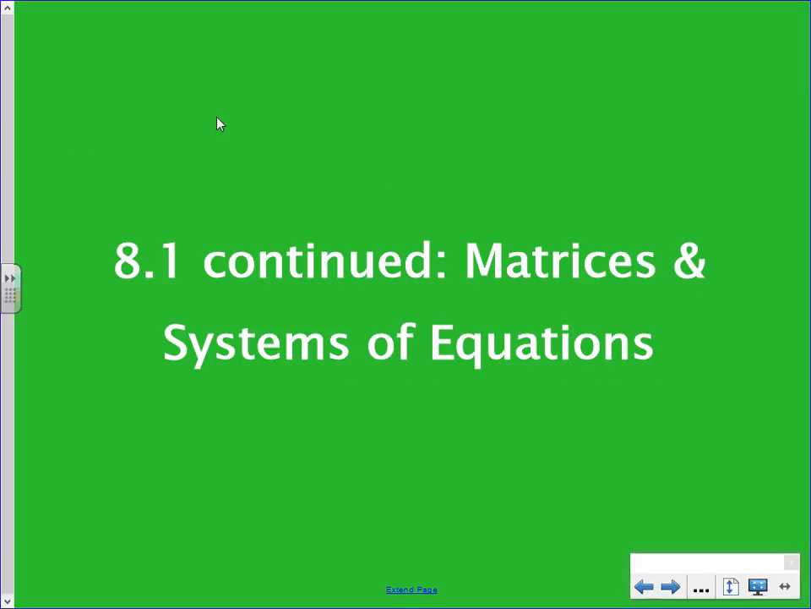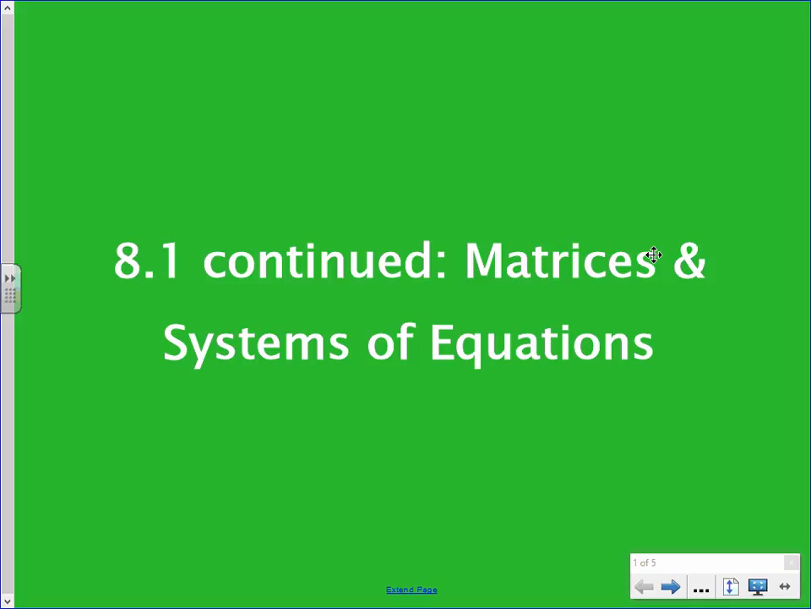...is to solve a system of equations using matrices. So yesterday we laid the groundwork. I told you what a matrix was. We learned about what an augmented matrix was. We learned about the row operations, and then I showed you the row echelon form and the reduced row echelon form. Our problem of the day.